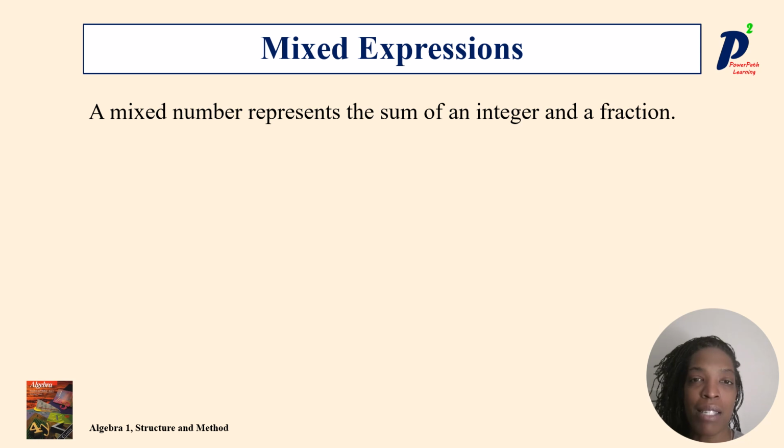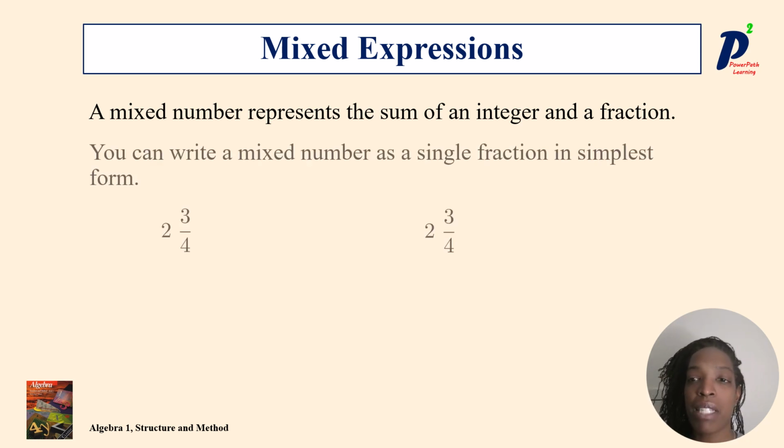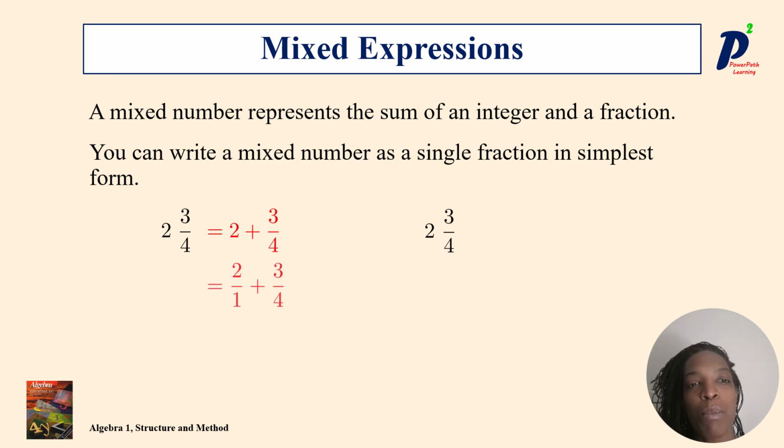A mixed number represents the sum of an integer and a fraction. In previous years, you learned how to write a mixed number as an improper fraction. That's basically a single fraction in simplest form. There are two methods to do this. Let's start with rewriting 2 3/4 as 2 plus 3/4. Now my 2 can be put over 1, so now I have two fractions. Then I'm going to change my 2 over 1 to 8/4. I have a like denominator, and then I can add my numerators to get 11/4.